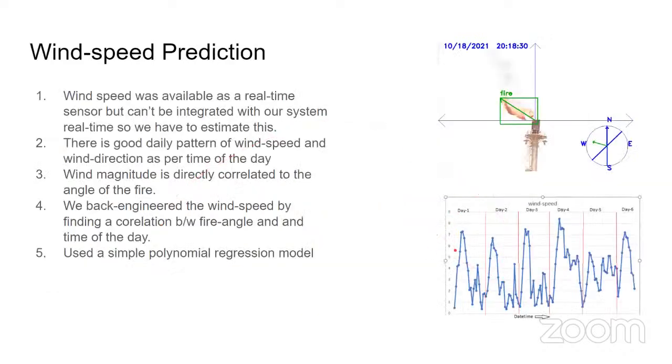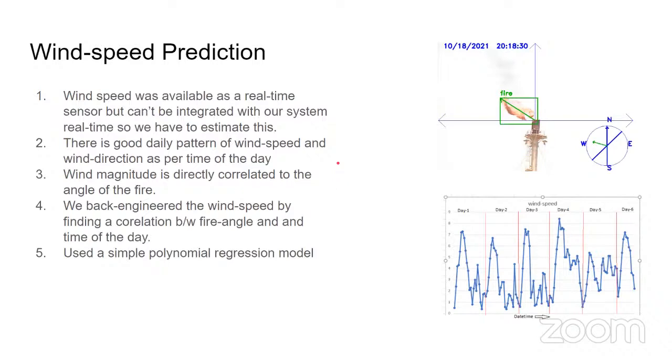The first analysis that we did is that wind speed at the site was very cyclical. It goes high at a particular time of the day and then comes down. We had only 3 months of data, and based on that we did this analysis. What we also saw is that the angle of the fire is correlated with the wind speed: the higher the wind speed, the lower the angle from the horizontal. So we came up with a simple polynomial regression model based on these two parameters: the wind speed is cyclical and depends on the time of the day, and it has a direct correlation with the angle of the fire. We feed these two parameters as input to the polynomial regression model.